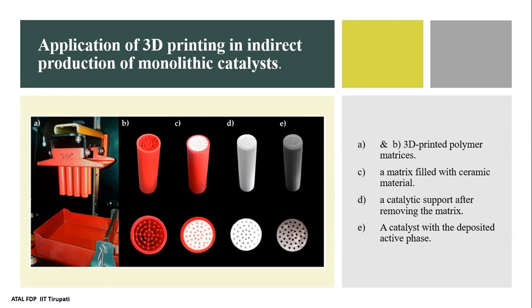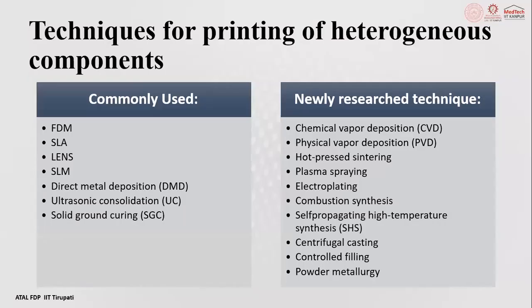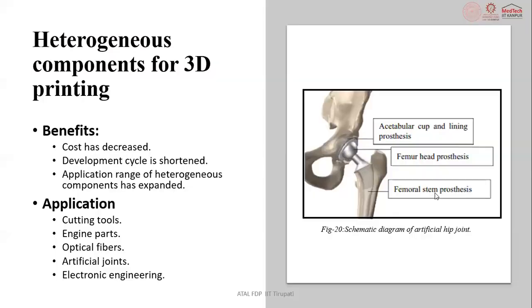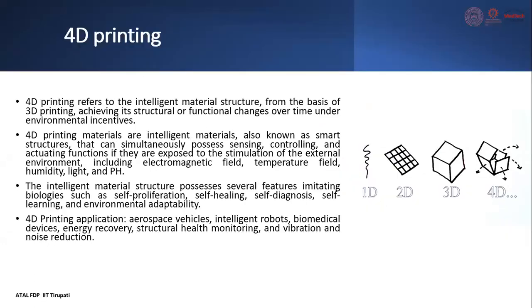What I'm trying to convince you of is that if you are looking for something like electrodes, which are to be made for some application, you can start using it like this. Make a mold from 3D printing in plastic, then fill it up with ceramic, then remove the polymer. The commonly used printing of heterogeneous components are the things which we have already seen. When we talk about heterogeneous components of 3D printing, costs have decreased, the development cycle is shortened, and the application range is heterogeneous. So you have various applications.